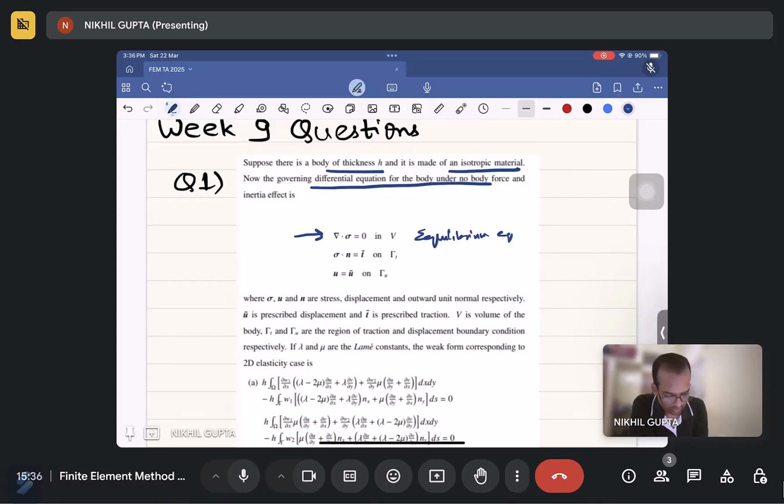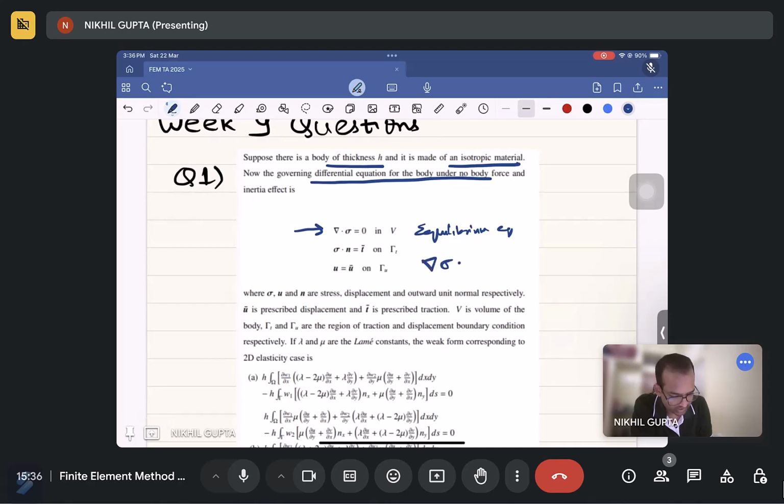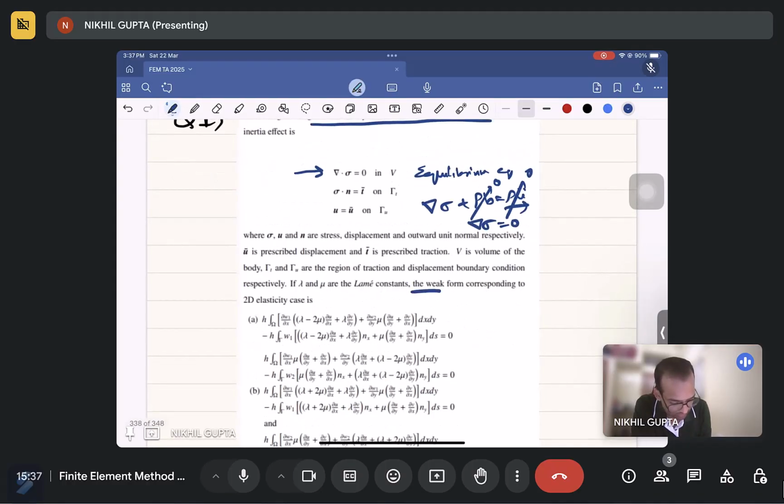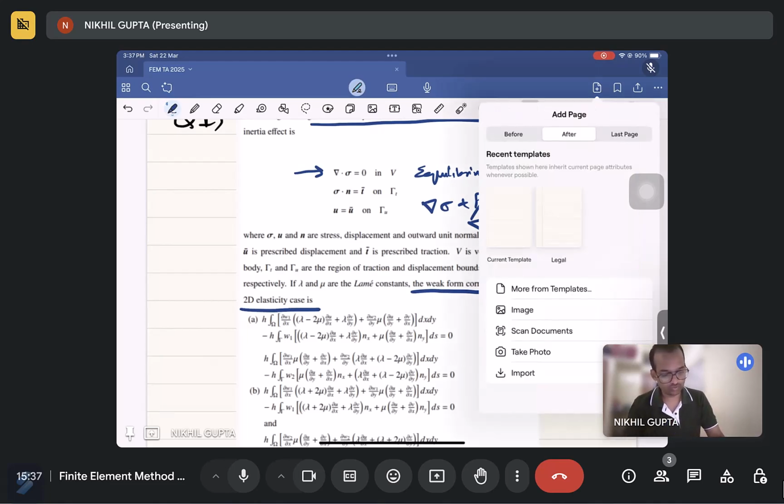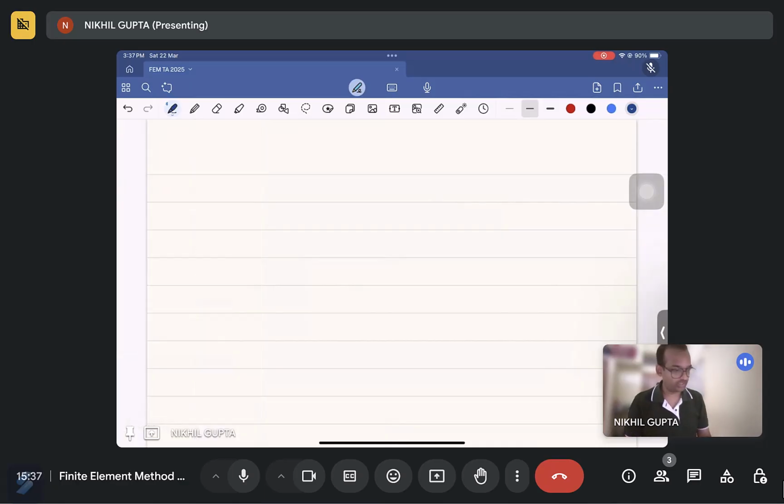But in equilibrium, body force would also be there, no? Body force generally they can take 0. So the total equation is rho b plus rho u double dot, which is the acceleration. Basically the inertial term we take 0, and sometimes we take body force also 0. So it directly becomes del dot sigma equals 0. These all are usual meanings. So the question says you have to form the weak form of the corresponding 2D elasticity case. So let's start solving the question.